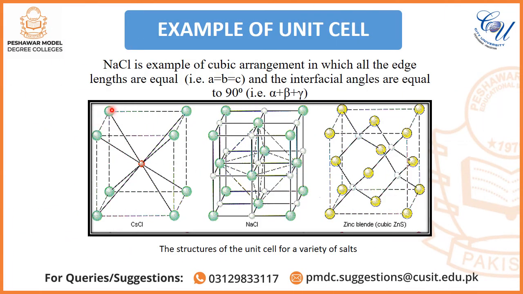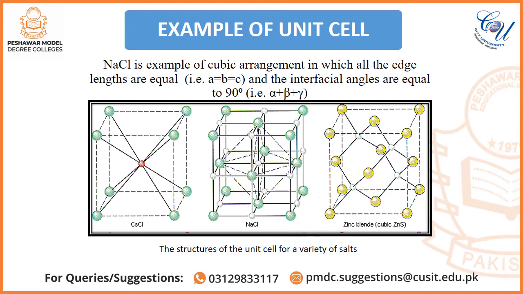Examples of unit cells. NaCl is an example of a cubic arrangement in which all edge lengths are equal, such that A is equal to B is equal to C, and the interfacial angles are also equal, each equal to 90 degrees, such that alpha equals beta equals gamma. This is CsCl, this is NaCl, this is zinc blende, cubic ZnS.